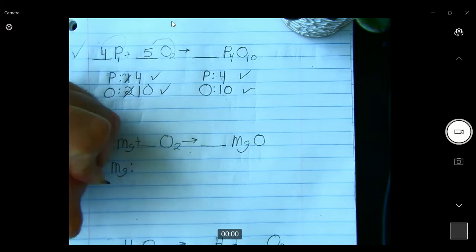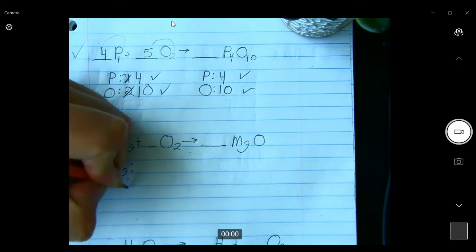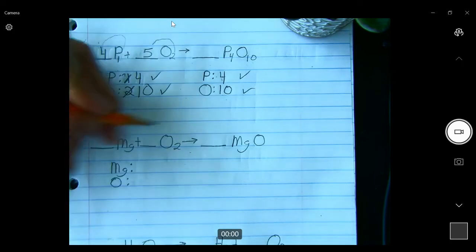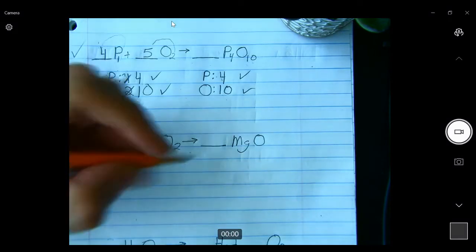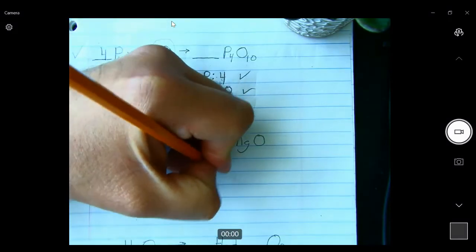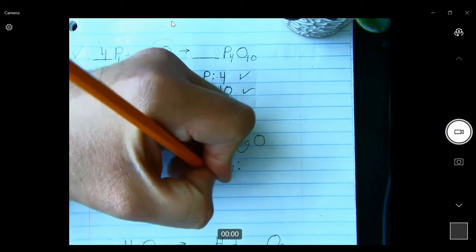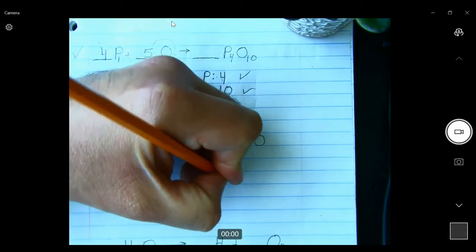And the next thing is you got to account for atoms on both sides of the arrow, the reactant side and the product side. So Mg and O, right? And whatever you do on the left side, make sure you do them in the same order on the right side of the arrow. Mg and O.